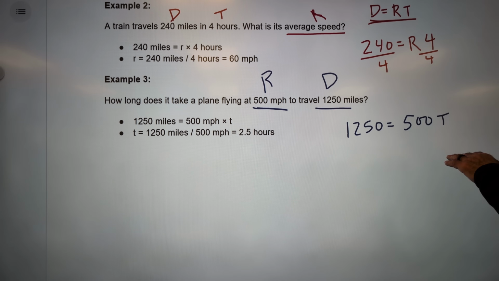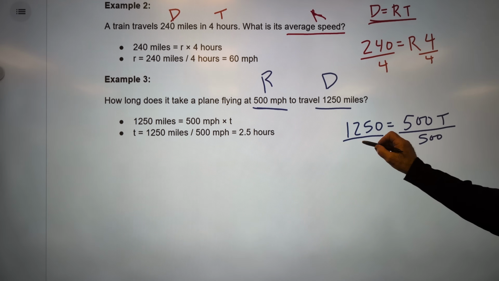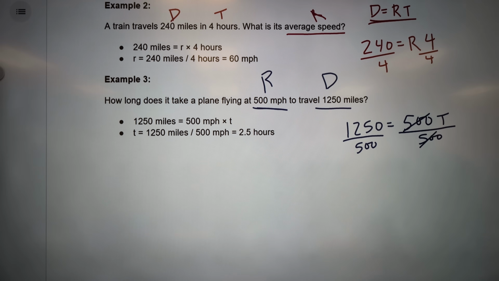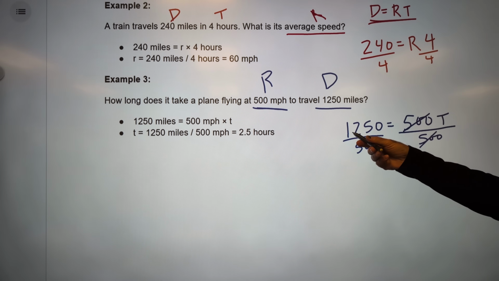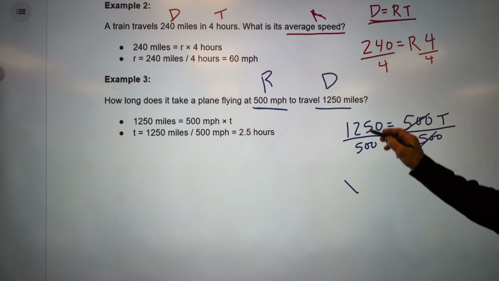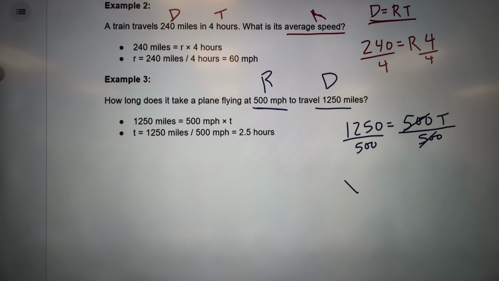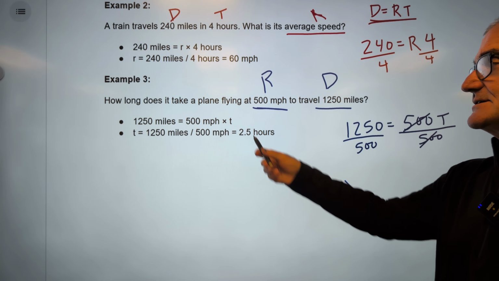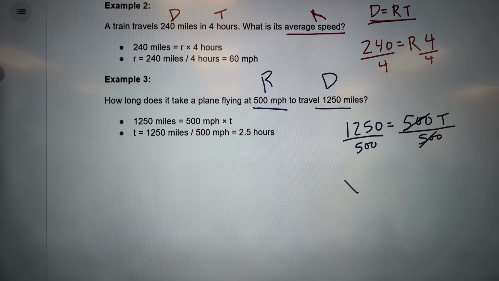I have to get T by itself. I divide both sides by 500. These cancel, so I have T by itself. 500 goes into 1,000 twice with 250 left over. 250 over 500 is a half. So it goes in twice with 250 500ths, or 2.5 hours.